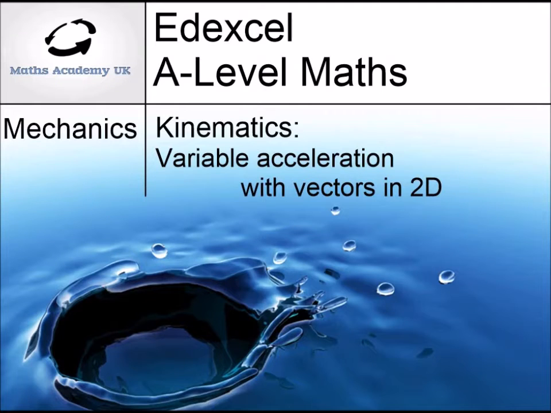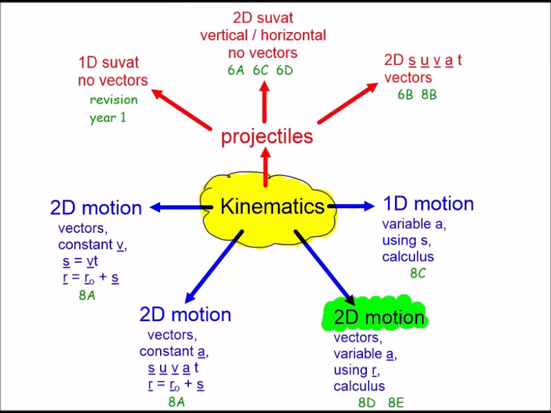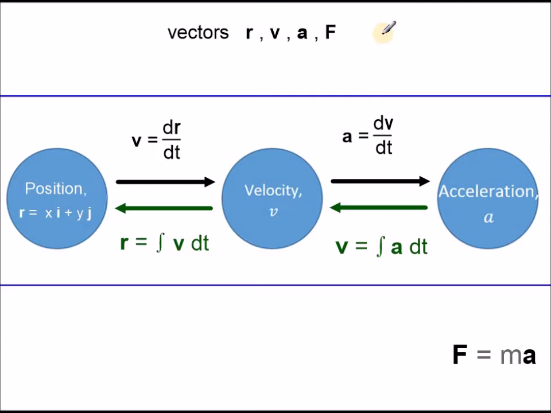Variable acceleration with vectors in 2 dimensions. So we're looking at kinematics, 2D motion, vectors using variable acceleration, so we have to use calculus. In this diagram, everything is in vector form, so we have position, velocity, acceleration and force, all vectors except time, which is a scalar quantity.